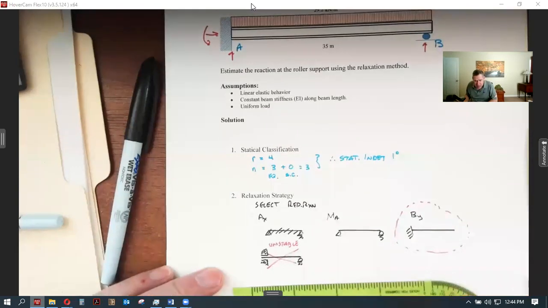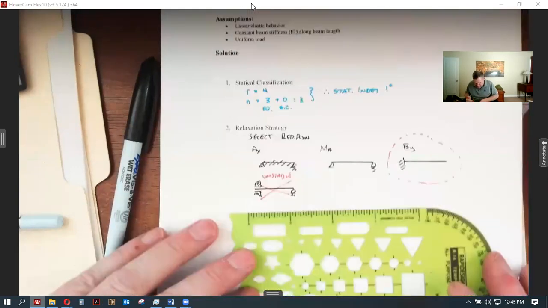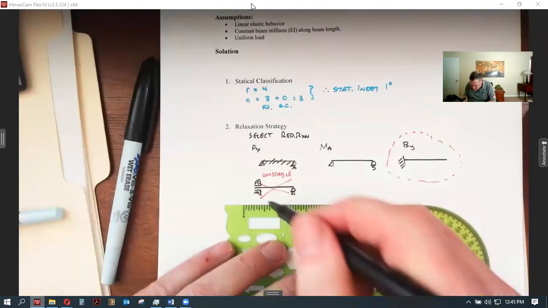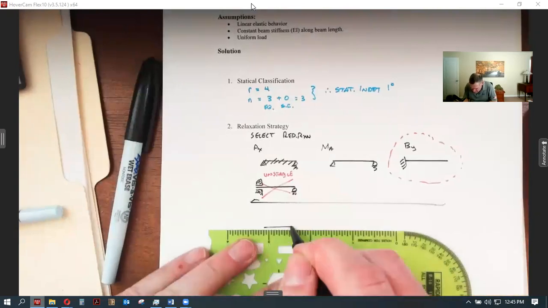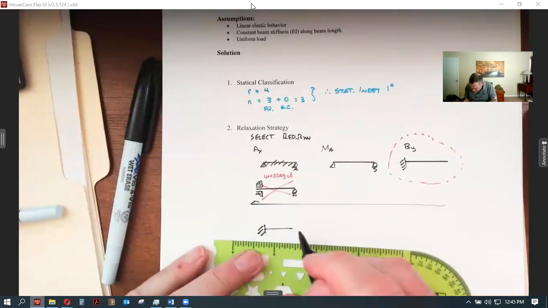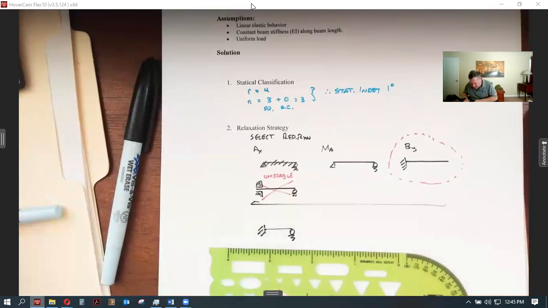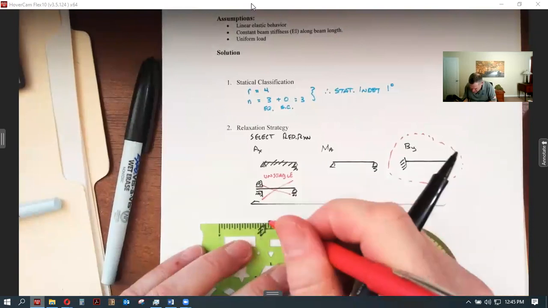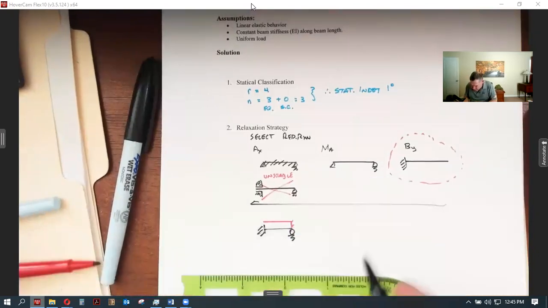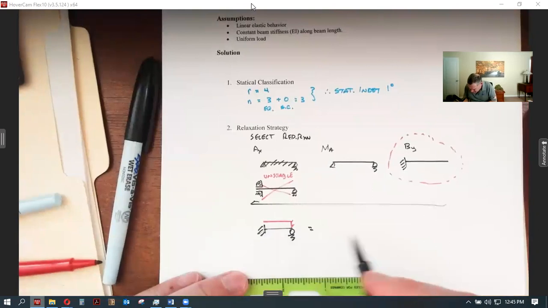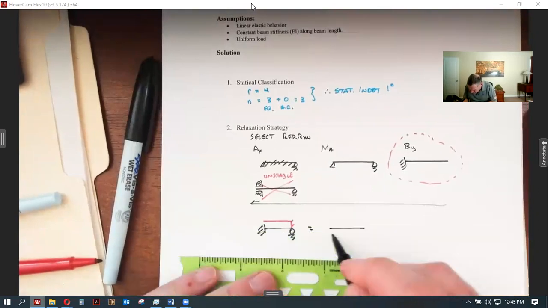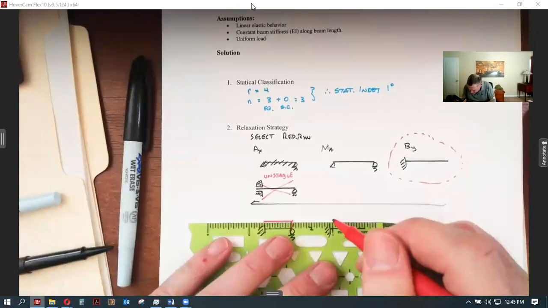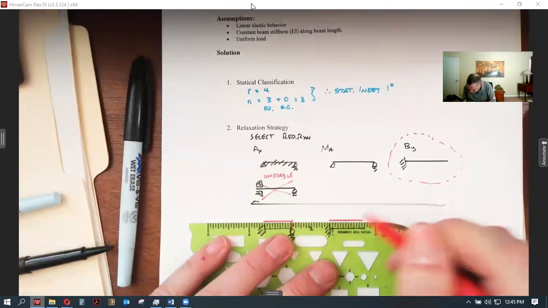So if we select BY, though, here's what's going to happen. We're going to have our original system with its uniform load on it. And we're going to temporarily get rid of BY. So now it's just the cantilever beam. We're going to put the original load on there.